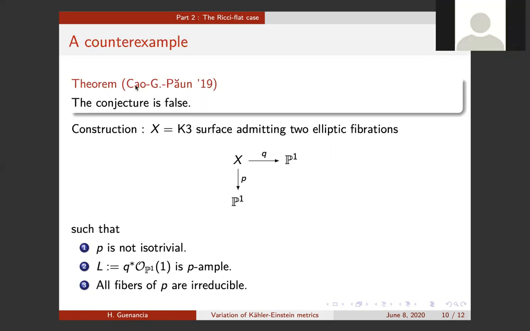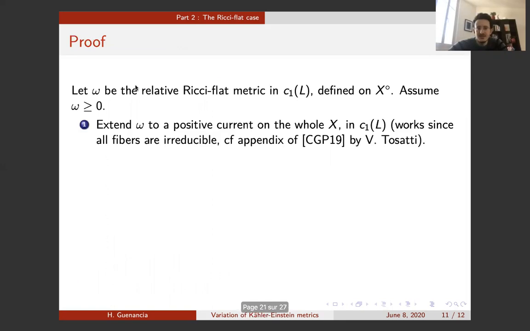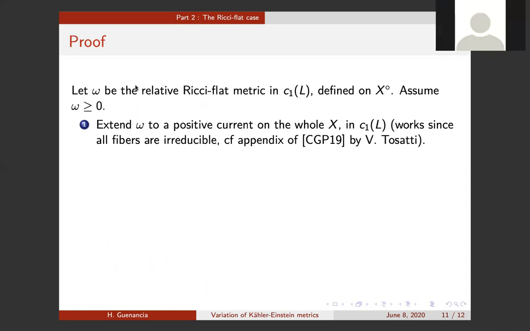Okay, so you mean if omega is the pullback form, then it's automatically Ricci-flat? No, I'm saying that at this point I don't really use the Ricci-flatness. I'm saying that any current in the cohomology class of Q star of 1 is the pullback. Okay, I see. Yeah.